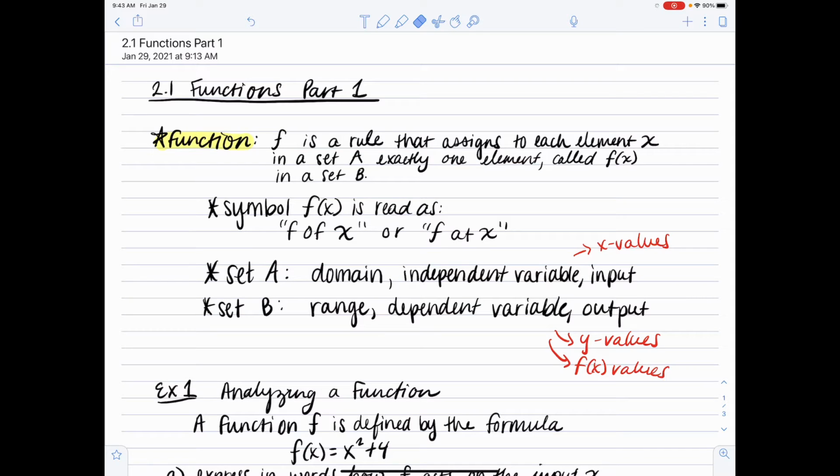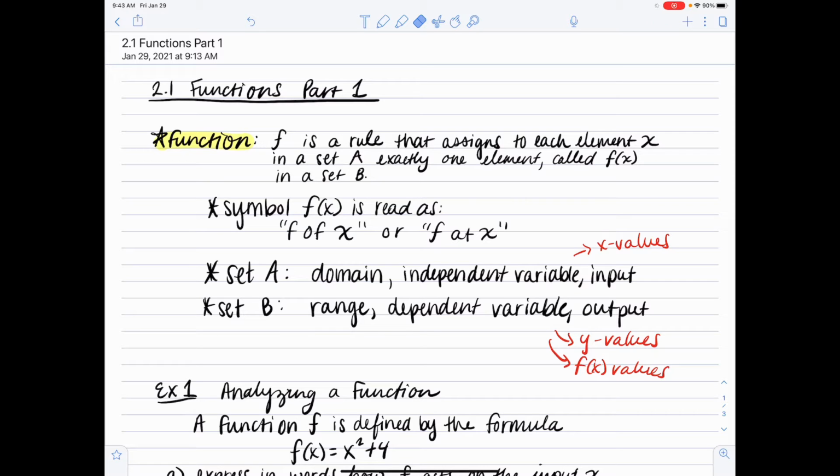All right, today's notes are 2.1 functions, part 1. So first we're just going to define a function. You guys are pretty familiar with them, so this should all be reviewed today. A function can be said as f, which is a rule that assigns each element x in a set A exactly one element called f of x in a set B.